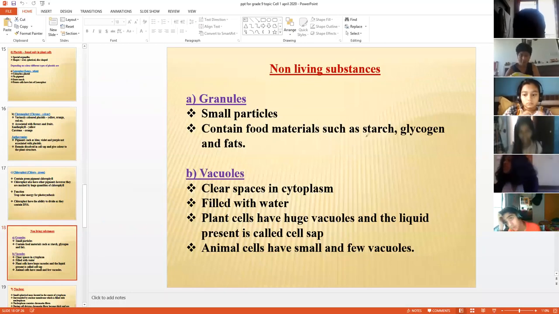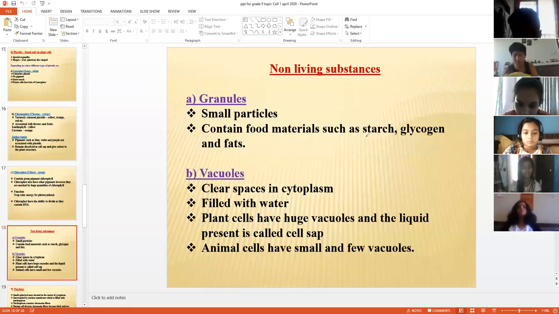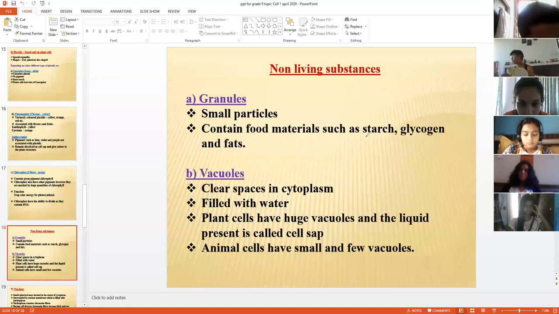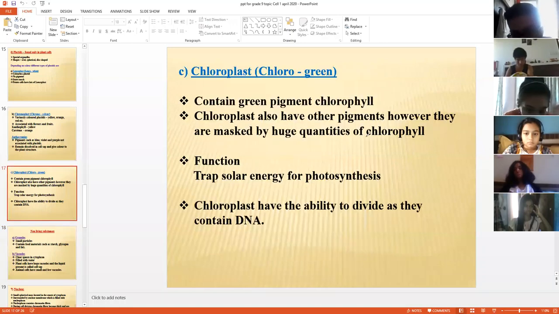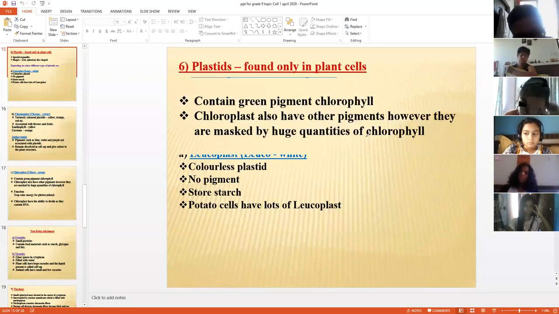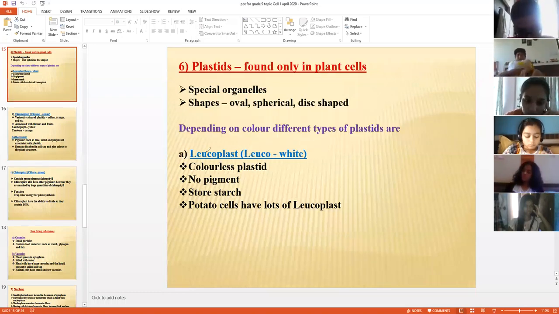Okay. Now, we come to some non-living substances inside a cell. Ma'am, there's another plastid, no? Gerontoplast. There are different kinds of plastids, darling. The thing is, it depends on what the color is.